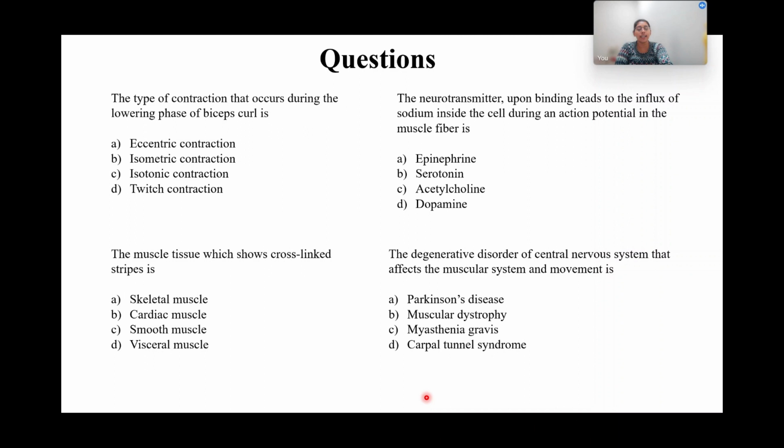So the first one is eccentric. When you are pulling it up, or putting it closer to your body, it is concentric. When you're putting it outside, when you're lowering it, it's the eccentric contraction.